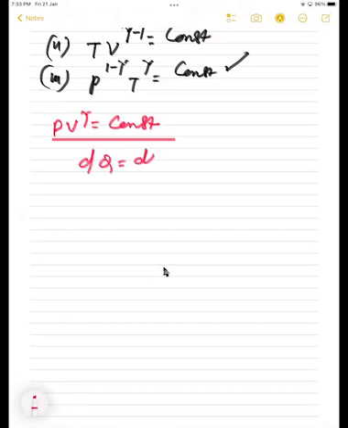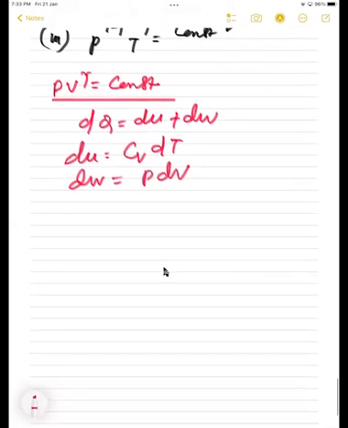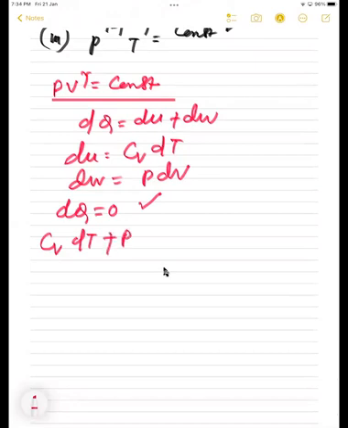dQ is equal to dU plus dW, na? Correct? Yes or no? And dU is equal to how much? Cv delta T. And dW is equal to how much? P delta V. Yes or no? And for adiabatic process, delta Q is equal to 0. Yes or no? So you can write Cv dT plus P dV is equal to 0.